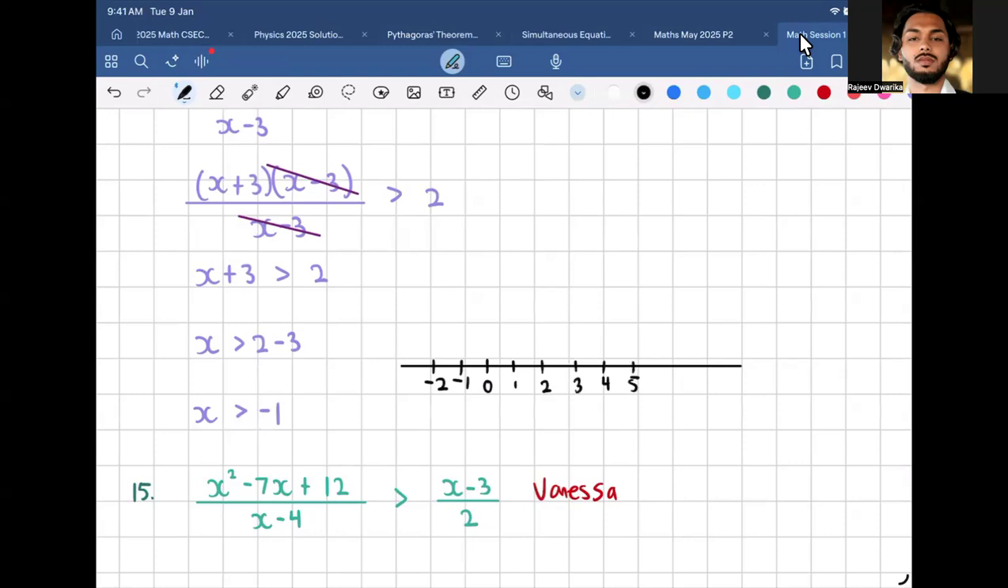All right, so Sheena, it says x is more than -1. So where should I start from? Where should I draw my circle above? Which number? It's saying x is more than -1.